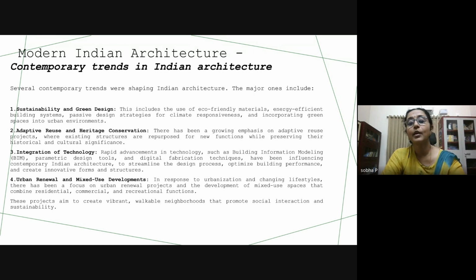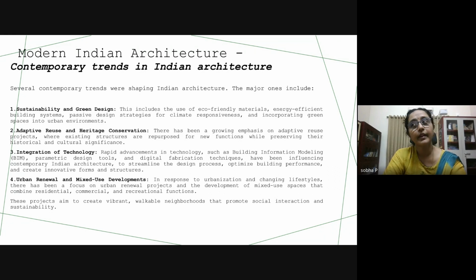And then there is a growing emphasis on adaptive reuse projects, where existing structures should not be demolished, but should be repurposed for new functions. But at the same time, we should preserve the historical as well as the cultural significance.